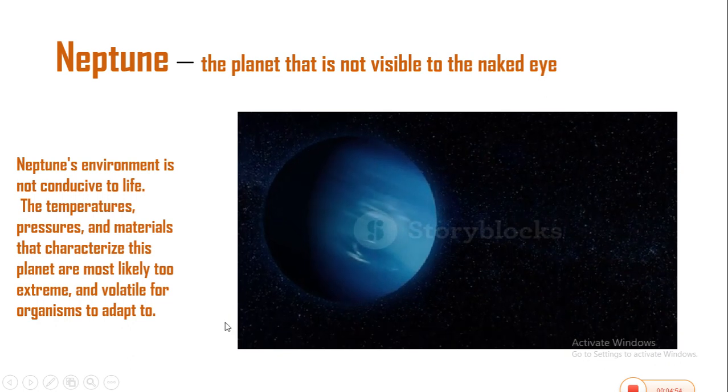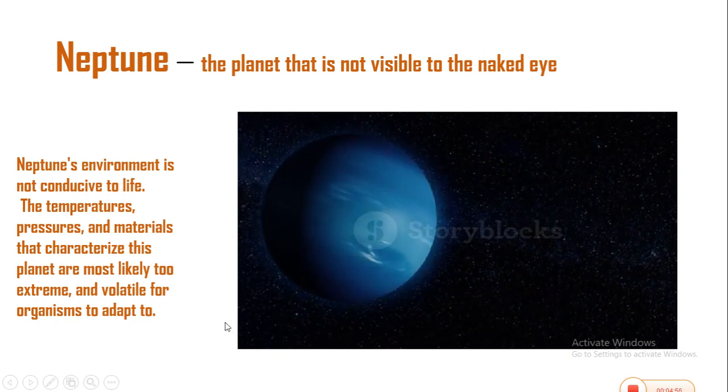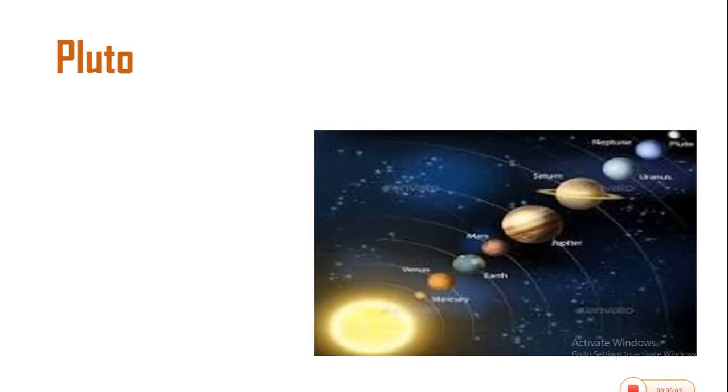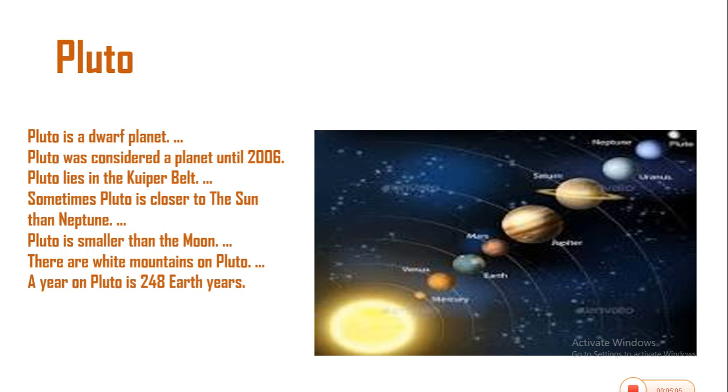Neptune is the last planet. It's the 8th planet and the last planet. Now, Pluto, which we used to know as the ninth planet. Pluto is a dwarf planet. Pluto was considered a planet until 2006. So since 2006, Pluto is no longer considered a planet.